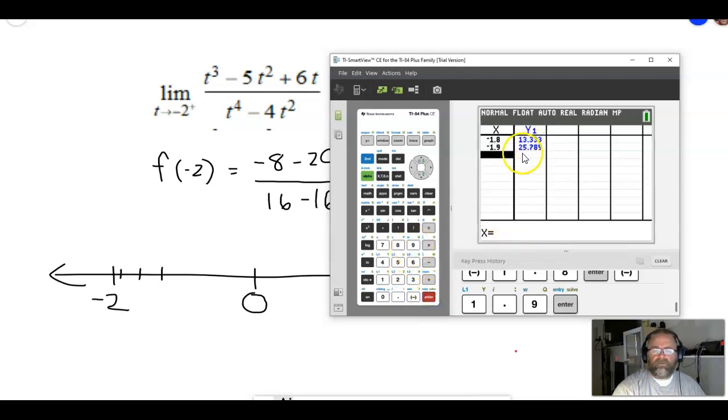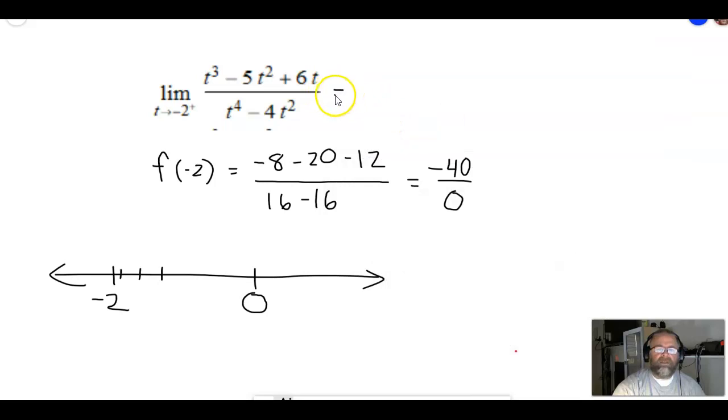And it looks like I'm going up. Let's do -1.99. Get even closer. And sure enough, my y values have skyrocketed to 250. And let's do one more. Let's do -1.9999. Really close. And look how high I am. So from the right-hand side, this is definitely going towards positive infinity. So I would write this as equal to infinity.